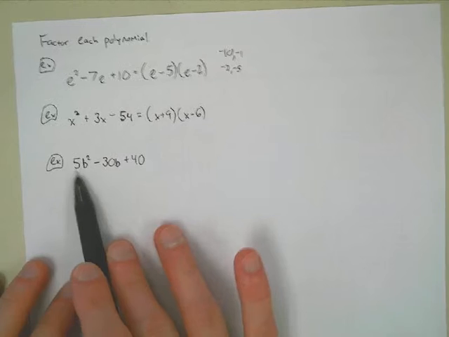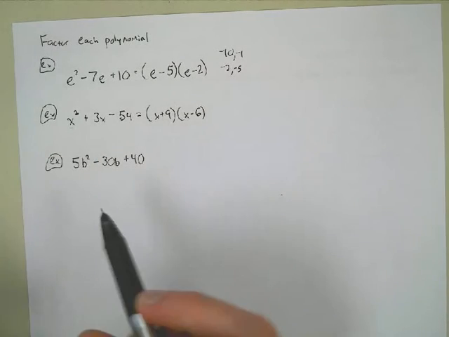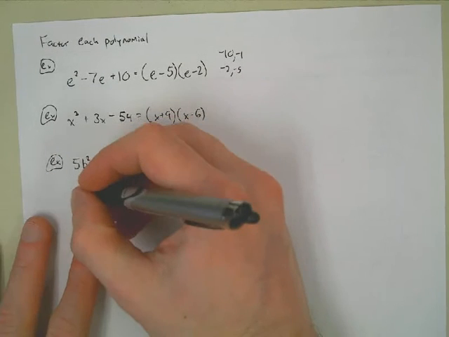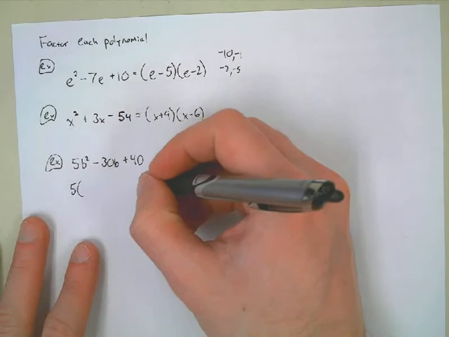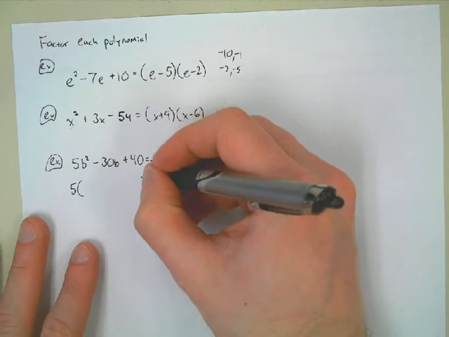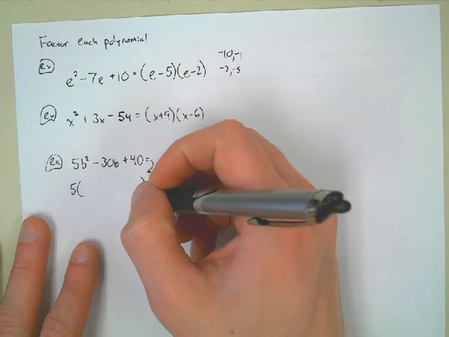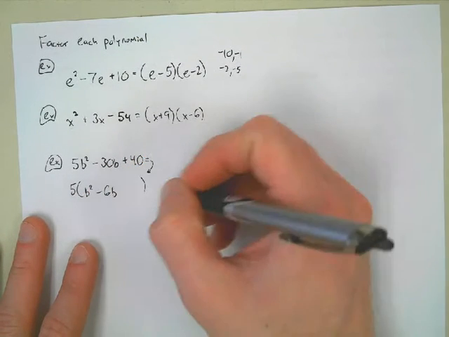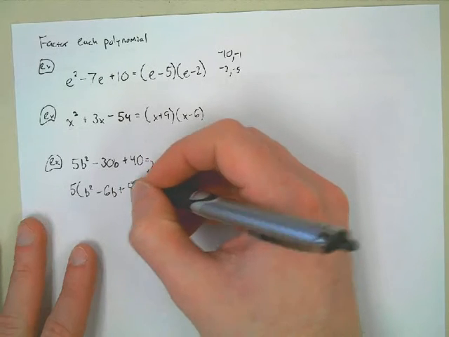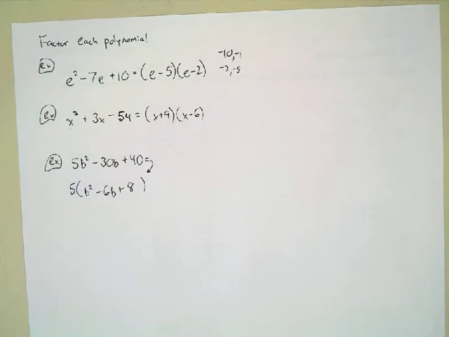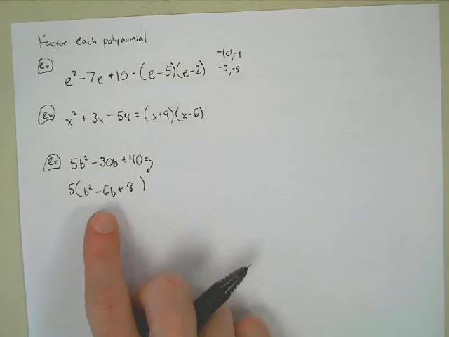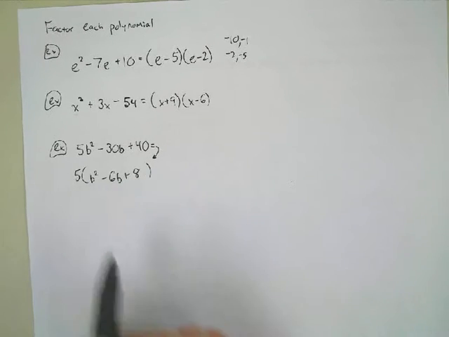When you're just told to factor like this, don't forget you have that tool at your disposal of factoring out a GCF, and that's what we're going to do here. We're going to factor out a 5, and so if we do that, Tanner, what are we left with? b squared minus 6b plus 8. And now if you look inside the parentheses, we do have a trinomial with a coefficient of 1, right?